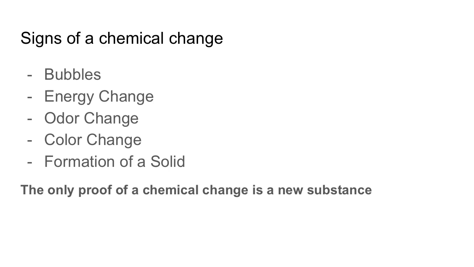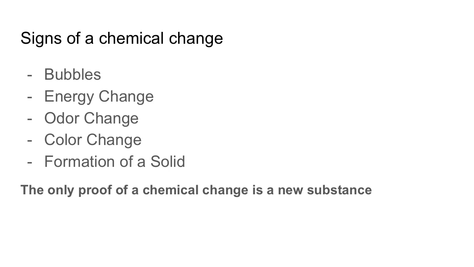We could have an odor change. There might be a new gas given off that we're smelling now. We could have a color change. For example, if we see rusting happening, we could have a formation of a solid. Sometimes when you mix two chemicals together, a solid forms. And so that's a new substance, a new solid that's formed, and that would be a sign of a chemical change.